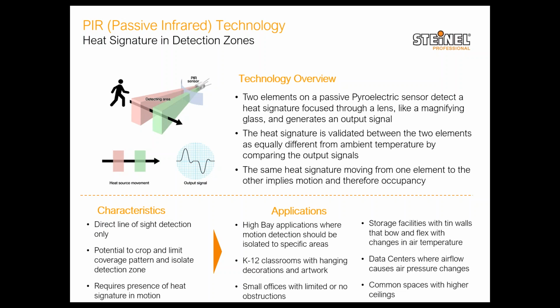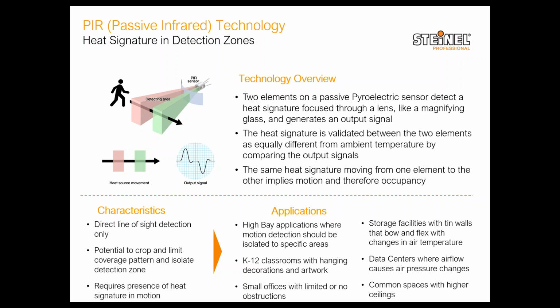So how that system works is, as you can see in the picture on the left-hand side, if a person or any heat source moves from one detection zone to the next detection zone, we will have an output signal on the output of our sensor, and that would be translated into some sort of action, whether it is to turn on the lighting, turn on the HVAC, or some other action that is of interest to us.